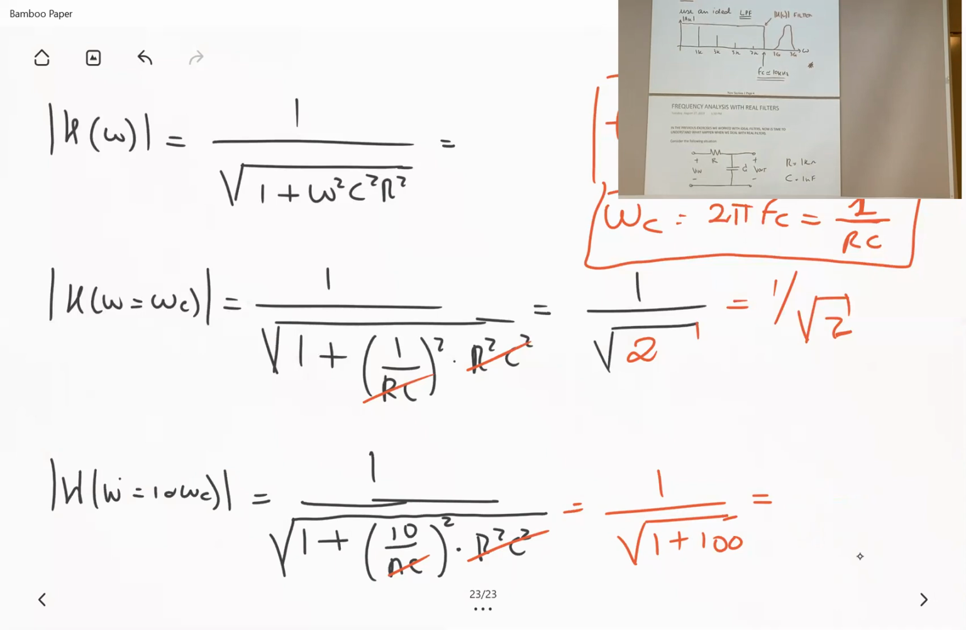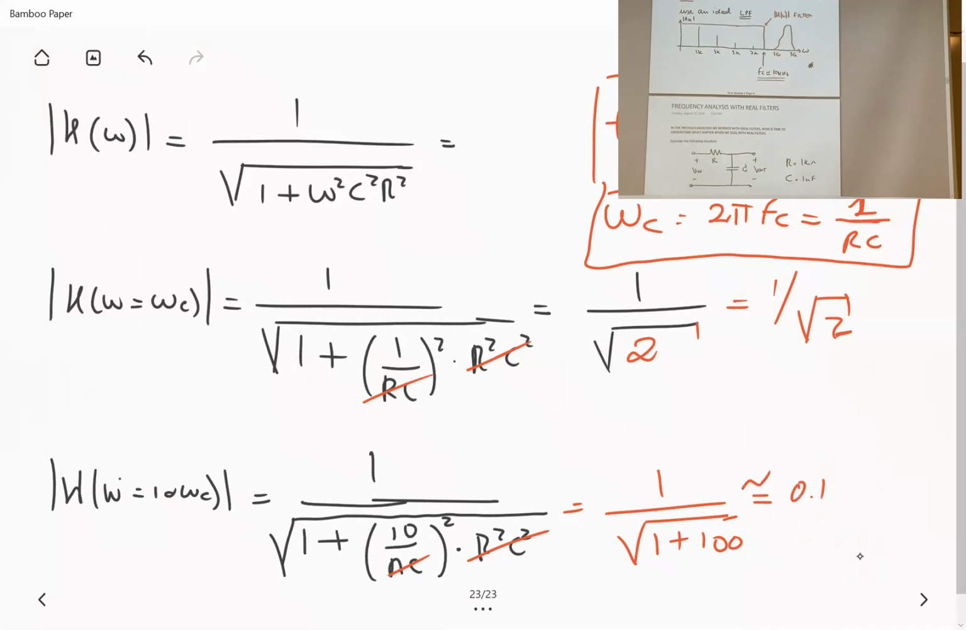Correct, because whenever you are an engineer, right? 100 is much bigger than 1, so we neglect 1 and remain with the square root of 100. The square root of 100 is 10. So 1 divided by 10 is 0.1, approximately. Okay.